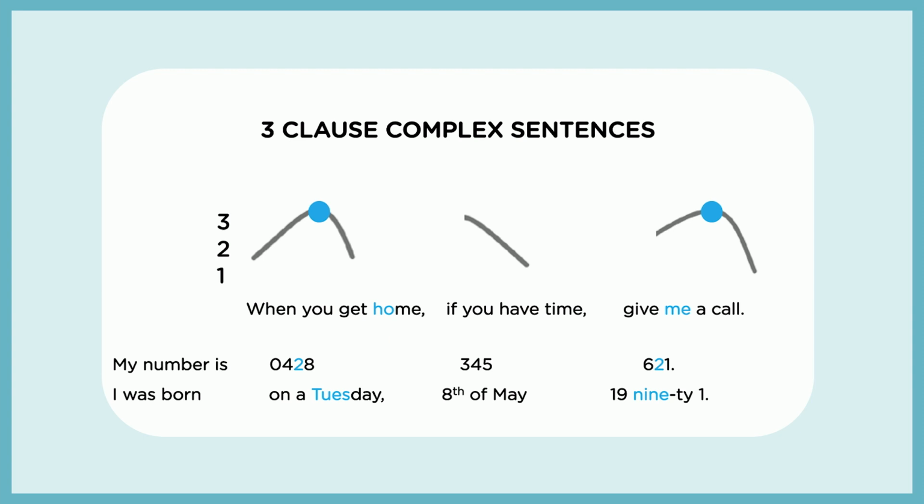These are the rules for the 3-clause sentences. By the way, this is really handy for phone numbers too. Follows the same pattern. So for a 3-clause sentence: when you get home, if you have time, give me a call. For our phone number, my number is 0428 345 621. And then last one. Ready? Yep. I was born on a Tuesday, 8th of May, 1991. Lovely. Although the last one, try lifting up that 90 a bit higher. 1991. Magic, you've got it.